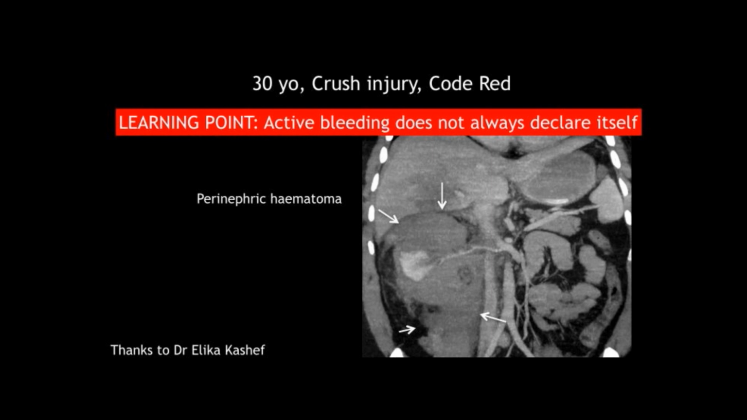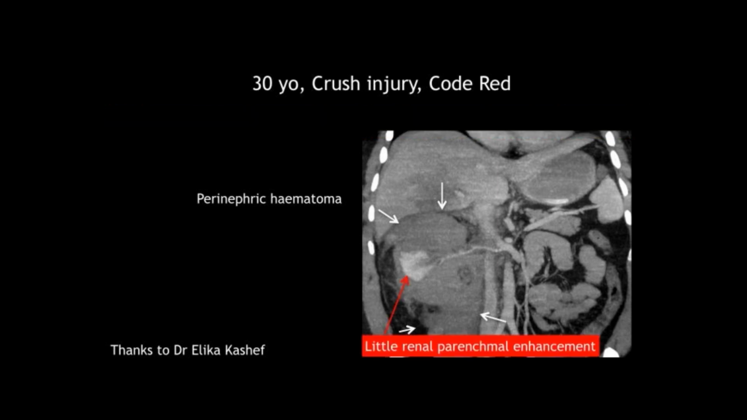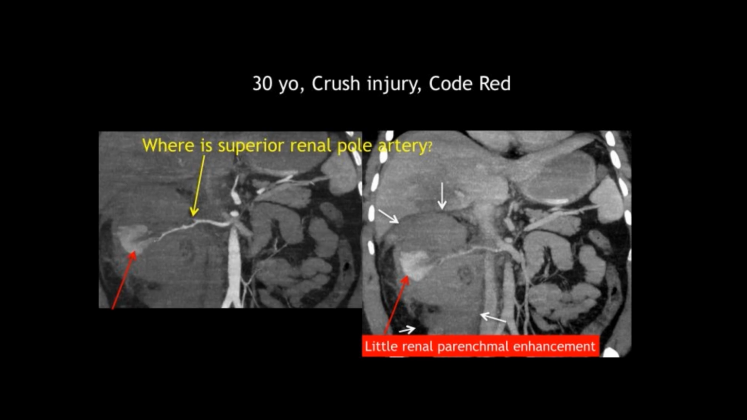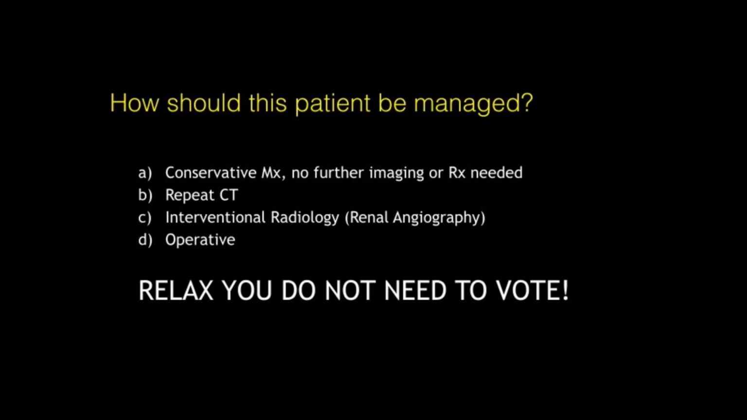And the learning point here is that you often don't see active bleeding very well on CT. It doesn't kind of come out and wave at you. And so when we look here, you have to ask yourself that question again. You have to interrogate the CT. What's happened to the superior renal pole? You have to look along that renal artery, and you just start to lose the superior renal artery. And it would be easy to dismiss that, wouldn't it?